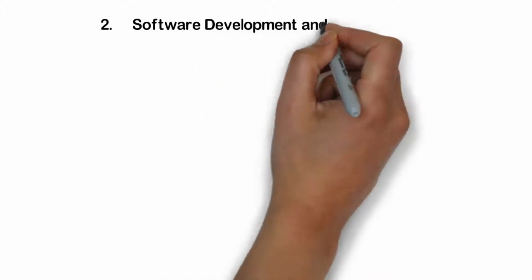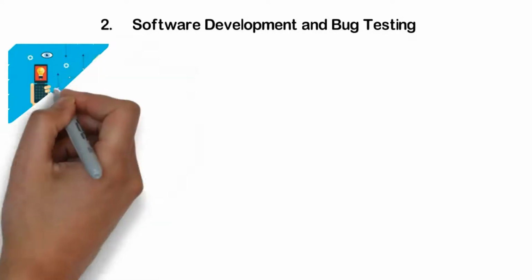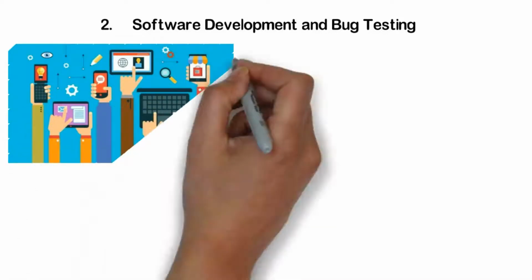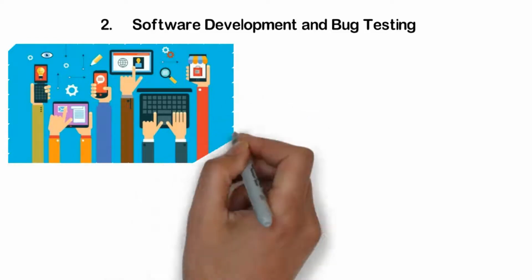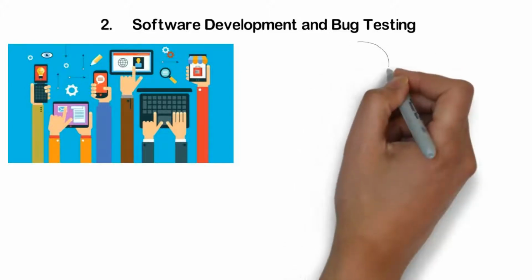2. Software development and bug testing. Not very social, are you? Then this job is for you, provided that you know how to develop software and test the bugs in them. Once again, the internet takes the credit for making this job handy. Many freelancing platforms exist out there that will help you find the job for yourself.